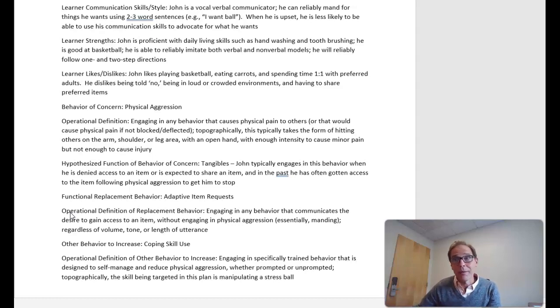Obviously, if we thought John's behavior was maintained by escape or maintained by attention, we would have a different replacement behavior that speaks to his ability to get those needs met. And then we may have other behaviors to increase as well.